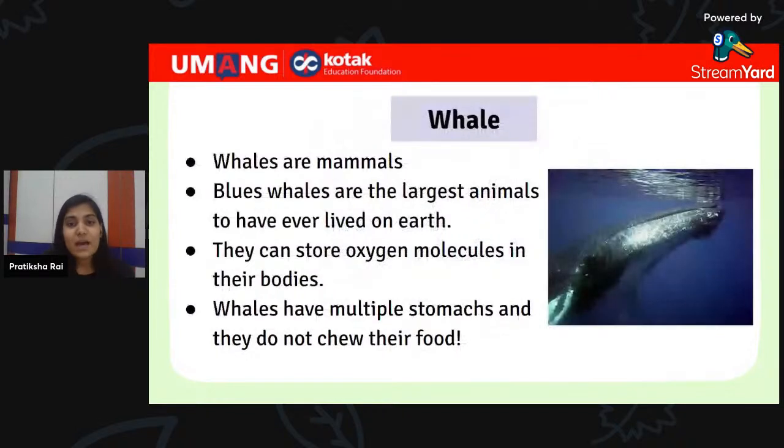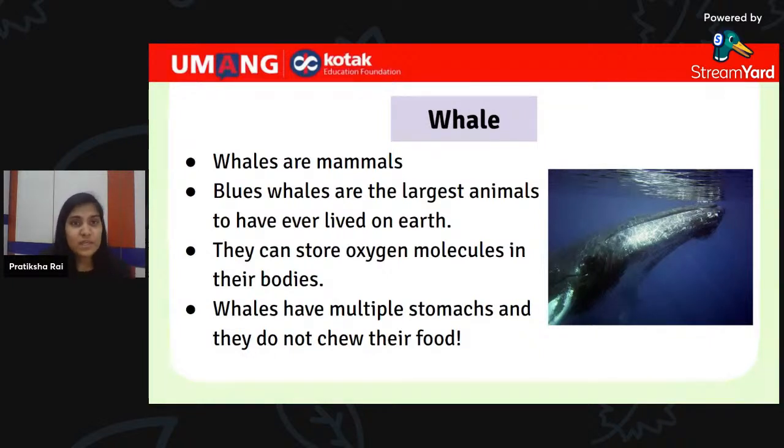Now, whales are mammals. All right, whales are mammals. Can you type it in the chat box for me? Type the whole sentence. Whales are mammals. Blue whales are the largest animals to have ever lived on Earth. All right, they can store oxygen molecules in their body. So, whales can store oxygen molecules in their bodies.